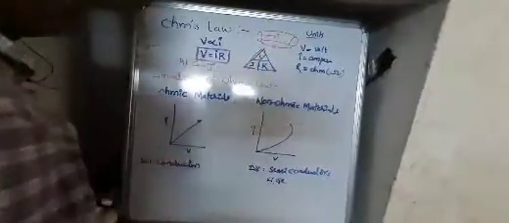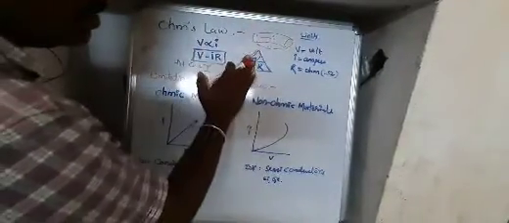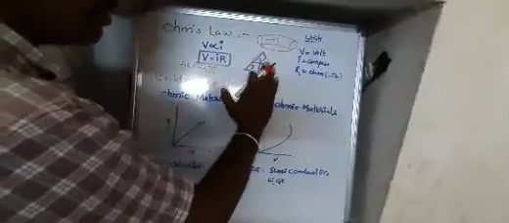So this is a triangle. It can be remembered easily by using this triangle. So V is equal to IR, I is equal to V by R, and R is equal to V by I.